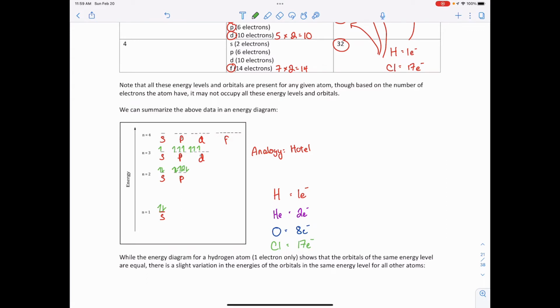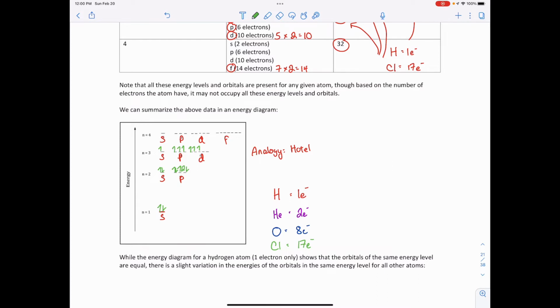From this diagram, we can see how, depending on the number of electrons, the number of energy levels and the orbitals that you occupy would be a little bit different. This is how different atoms differ from each other, because they're going to have a different energy diagram. Now in reality, it's a little bit more complicated than just this.